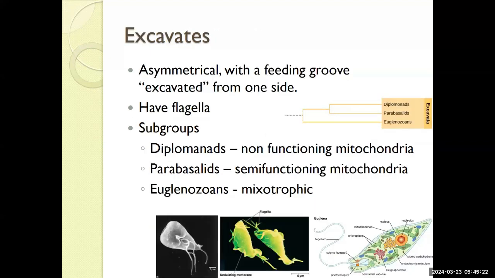Our third group are the excavates. The excavates' key feature varies depending upon their subgroups, although all excavates have flagella. The diplomatids have mitochondria, but they are non-functioning. The parabasalids have semi-functioning mitochondria, and the euglenozoans are able to do both photosynthesis and cell respiration. We refer to this as mixotrophy. Another key feature of the excavates is that they are asymmetrical organisms that tend to look like commas.